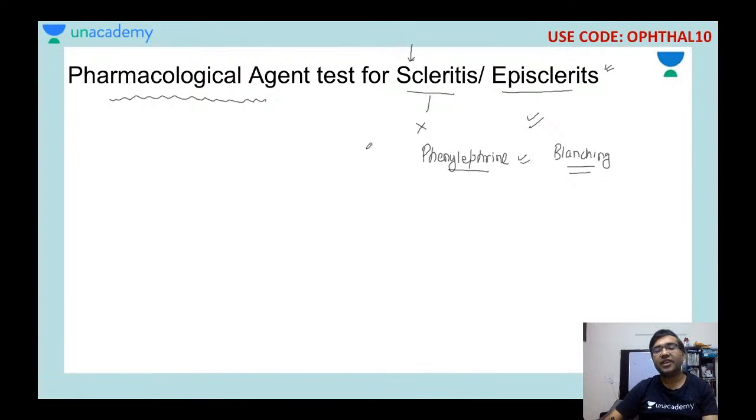This is a very important point. This is asked so many times in the viva. Okay, so examiner है वो पूछेगा scleritis और episcleritis को OPD में, not tropicamide, it is the phenylephrine. So how would you differentiate scleritis and episcleritis by the use of a drug? Can be a viva question.